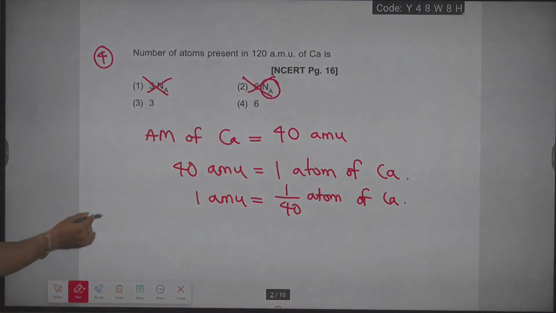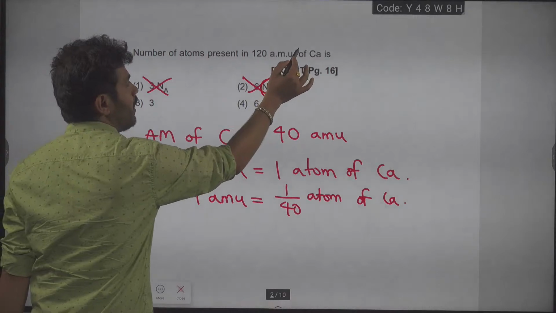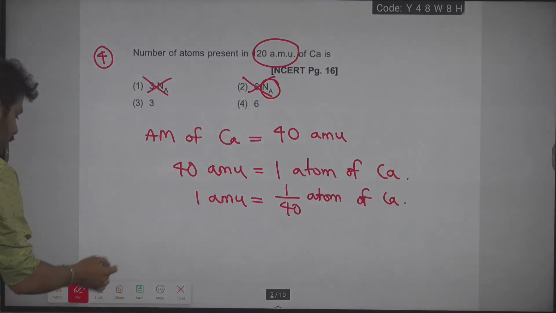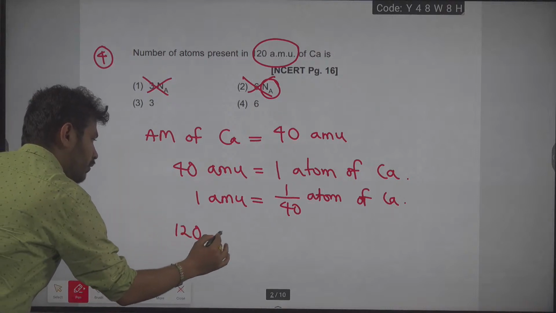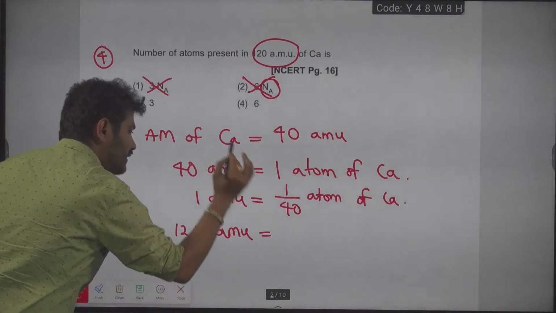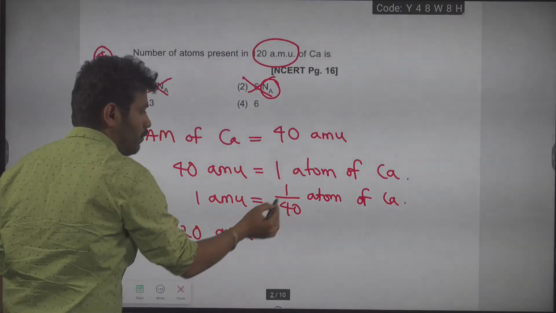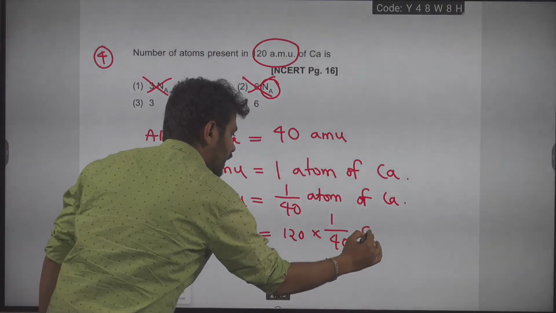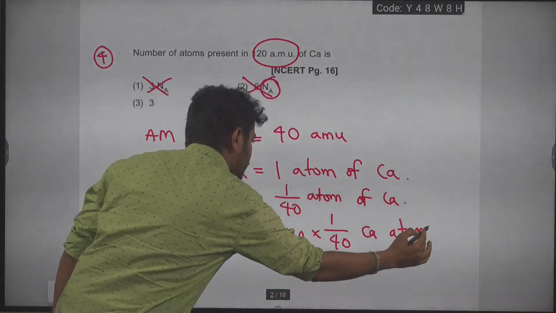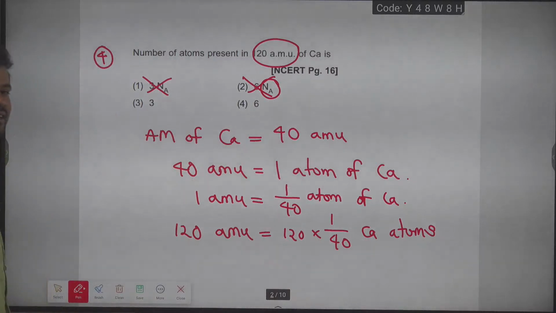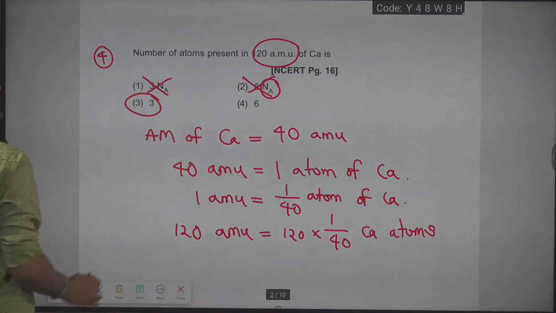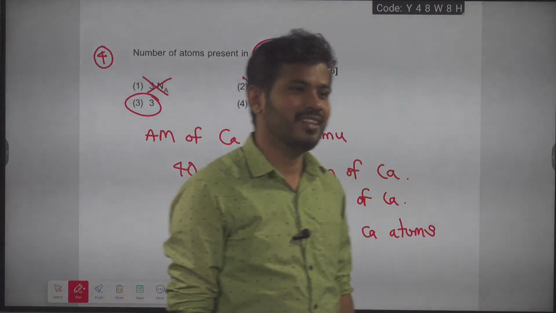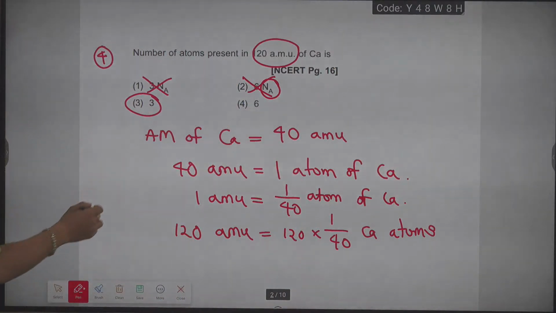Then how many AMU do we have? We have number of atoms present in 120 AMU of calcium. So for 120 AMU, how much will it be? 120 AMU of calcium is equal to 120 into 1 by 40 calcium atoms. Now tell me what is the answer? Cancel it. The answer will be 3. Right, option 3. Yes, very good. Absolutely correct.